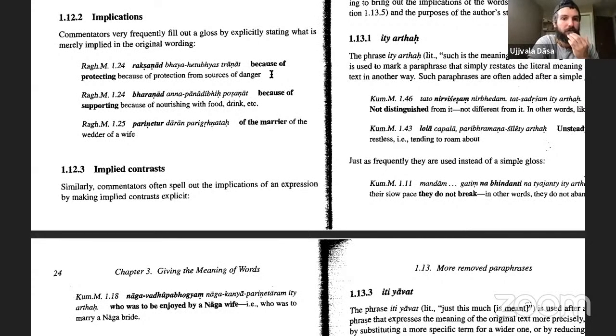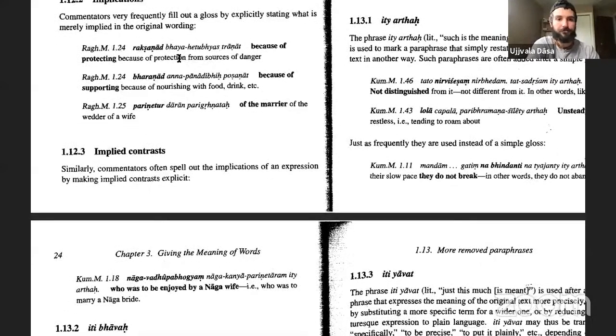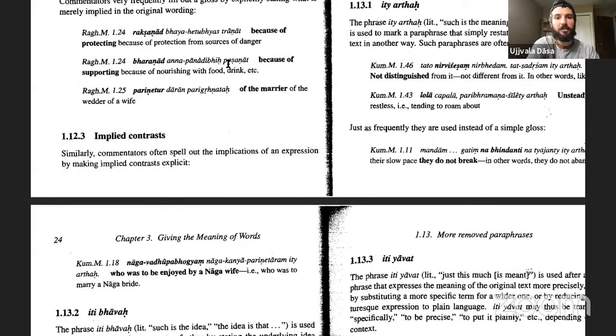Implications. Commentators very frequently fill out a gloss by explicitly stating what is merely implied in the original wording. Rakshanad: bhaya hetubhyas trANat. So because of protecting, rakshanad, and then bhaya hetubhyas trANat, he's giving a more explicit meaning of exactly what he's protecting from. Because of protection from sources of danger. Bharanad: anapanadibhih poshanat. So bharanad, sustaining, means anapanadibhih poshanat, nourishing with things such as food and water, because of nourishing with food, drink, etc.